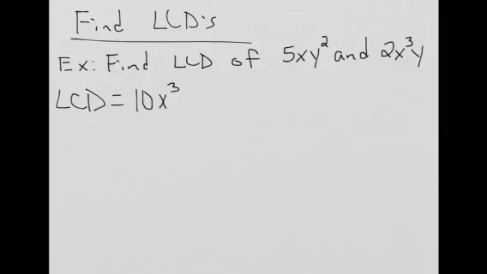And so then with the same concept for y, one has 2 y's, one has 1, so the smallest amount that we can use is the 2 y's. And so my LCD just becomes 10x cubed y squared. Remember, it's not the smallest number that will go into our numbers, it's the smallest number that our numbers will go into. Alright, so let's try another LCD problem.